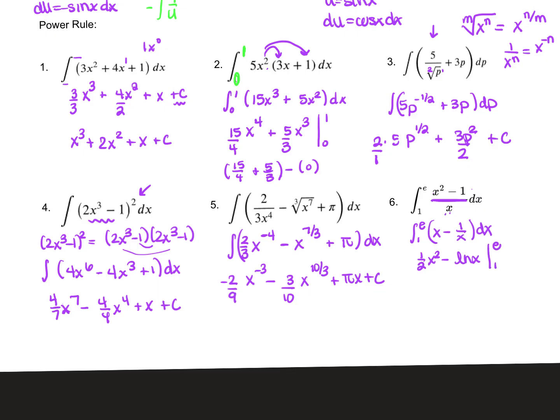from 1 to e. We plug in the top limit point minus plugging in the bottom one. We know the natural log of 1 is, of course, 0. The natural log of e is, of course, 1. So we're going to have 1/2 e squared minus, and you have a minus 1 minus 1/2, so minus 3/2. So that's going to be the same thing as e squared minus 3 over 2.